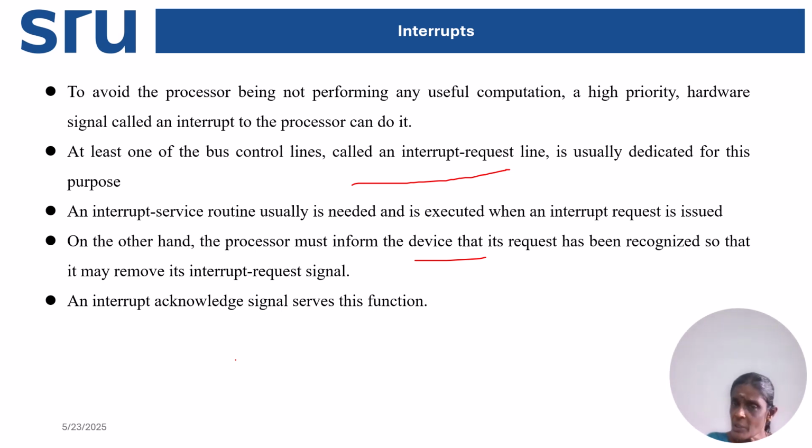If the request has been recognized so that it may move to its interrupt request signal, an interrupt acknowledge signal serves this function. So whether it is okay or not, it depends. If it is okay, it will perform. If it is not okay, it will not perform.